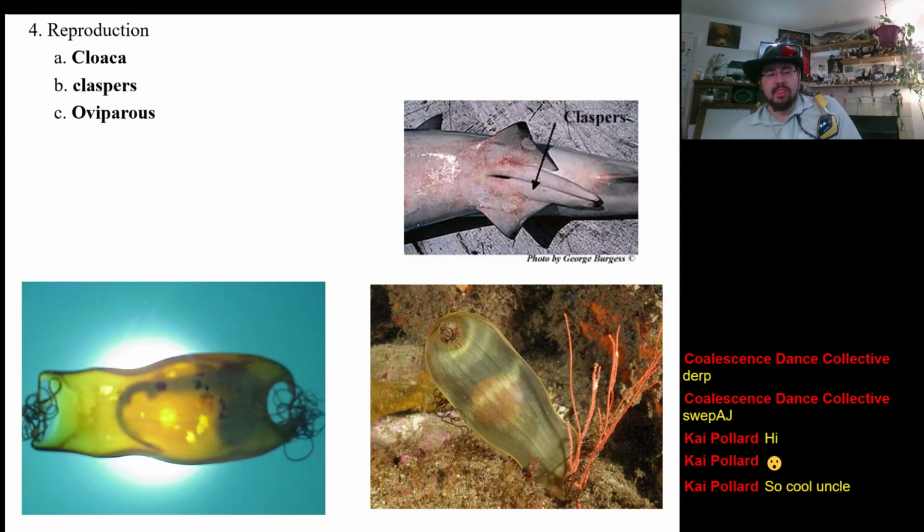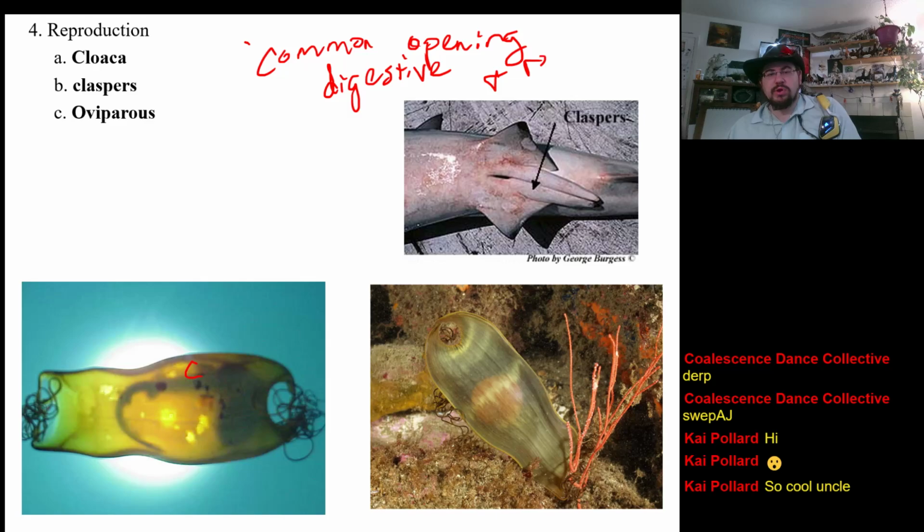Okay, so one, sharks practice internal fertilization. So they have a cloaca, which is a common opening. What does that mean? It's an opening for both the digestive tract, the anus opens into the cloaca, and the reproductive tract. So urinary, digestive, and reproductive tracts open into the cloaca, a common opening.